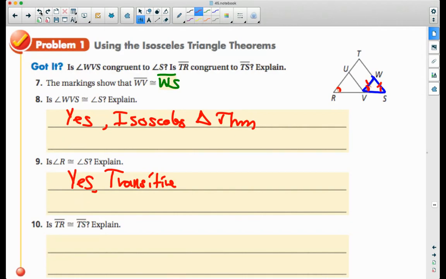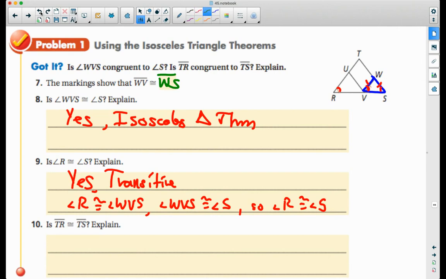All right, so let's write that one out. We said angle R is congruent to angle WVS, and then angle WVS is congruent to angle S. So angle R is congruent to angle S.